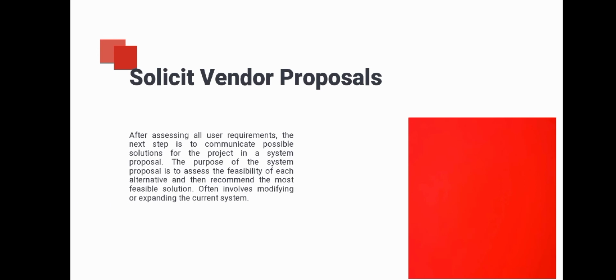Solicit vendor proposals. After assessing all user requirements, the next step is to communicate possible solutions for the project in a system proposal. The purpose of the system proposal is to assess the feasibility of each alternative and then recommend the most feasible solution. This often involves modifying or expanding the current system.